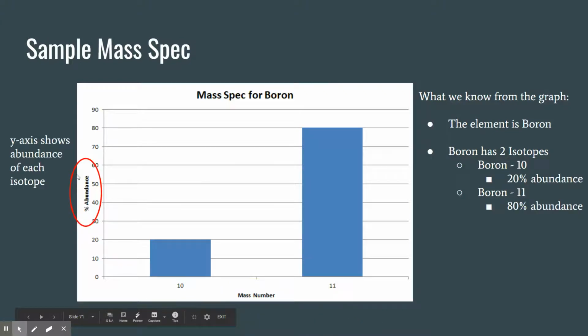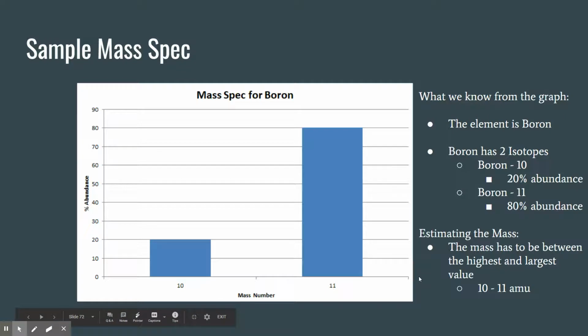On the y-axis, I'm going to get the percent abundance of each of those isotopes. So here, boron 10 is right about 20%. Boron 11 looks right about 80%. If I'm given numbers, great. If not, I'm going to estimate those numbers. Now, if I want to estimate the mass of boron, I can do it from this mass spec.